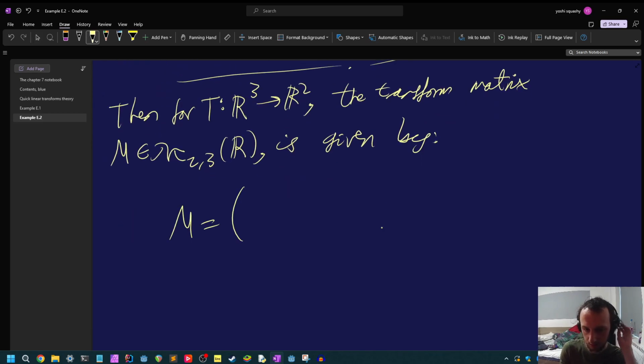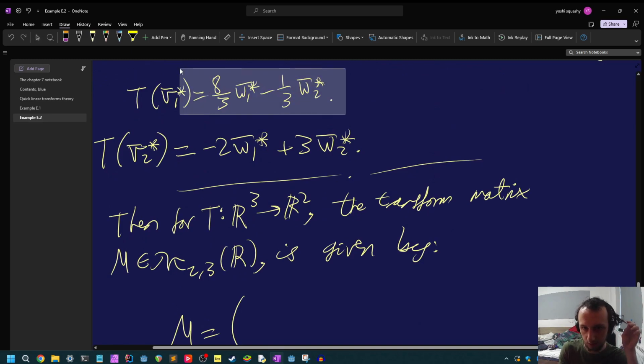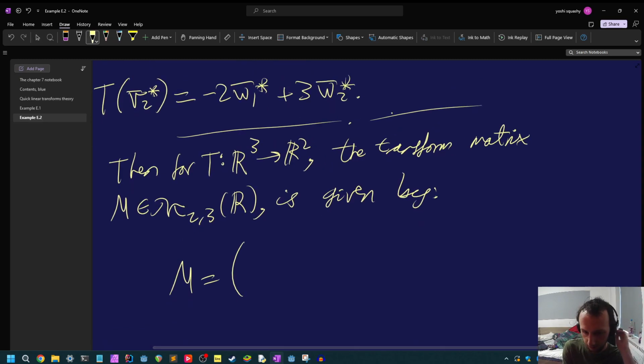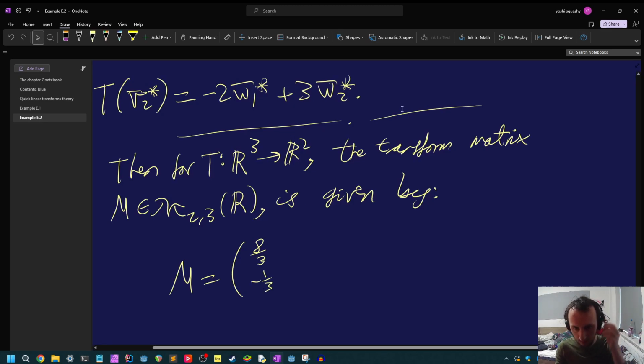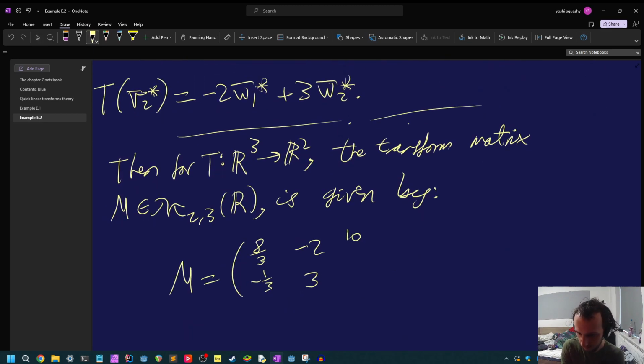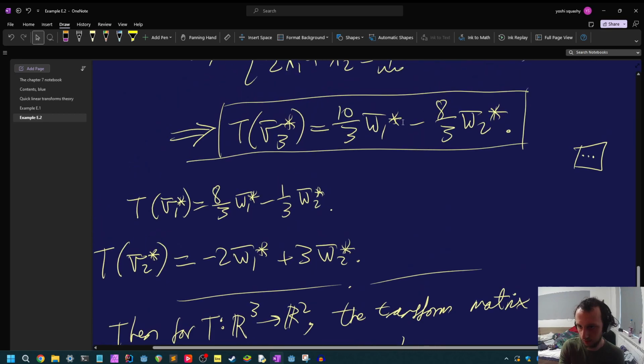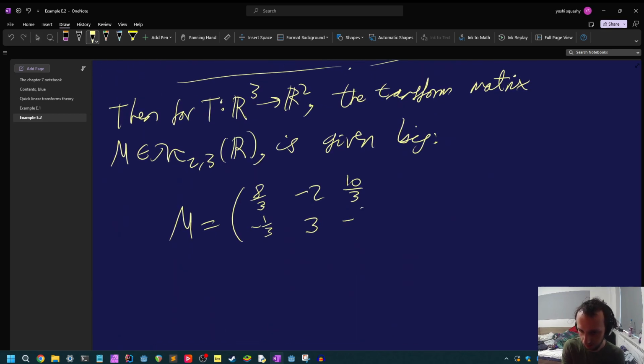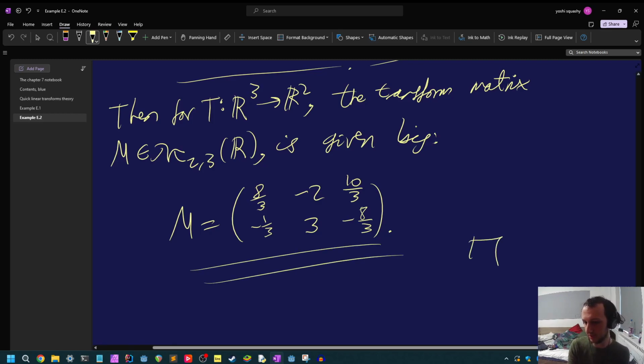M equals, we just take T1 coefficients for W1 star and W2 star, it's 8 thirds, minus a third. Make our 3 clear, not for now, but for later when we're looking at this working. We've got minus 2, 3 here. And then minus 8 thirds. And this is our transform matrix, which we were required to find by example 2, right? That's what we wanted. This is what it is.